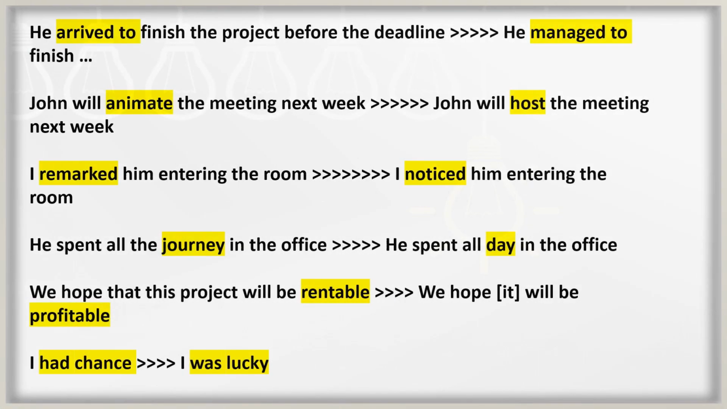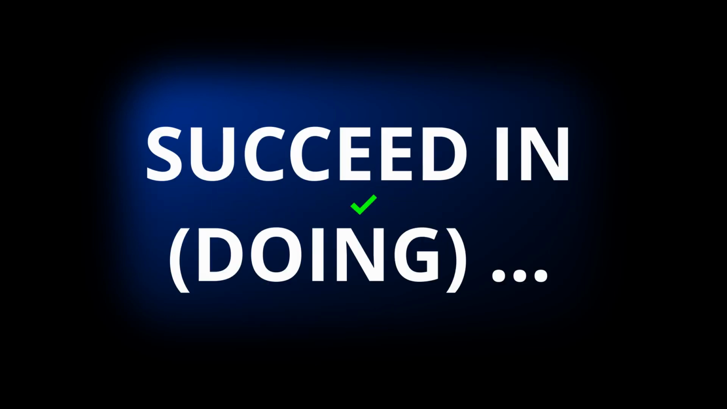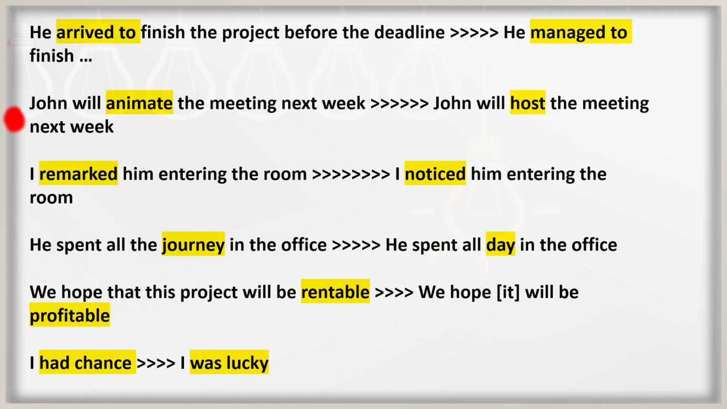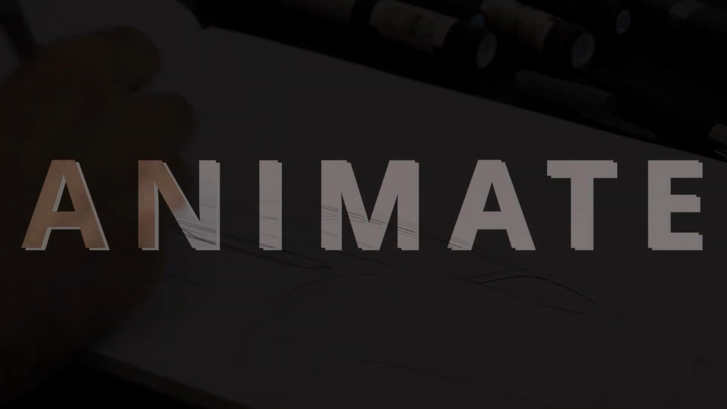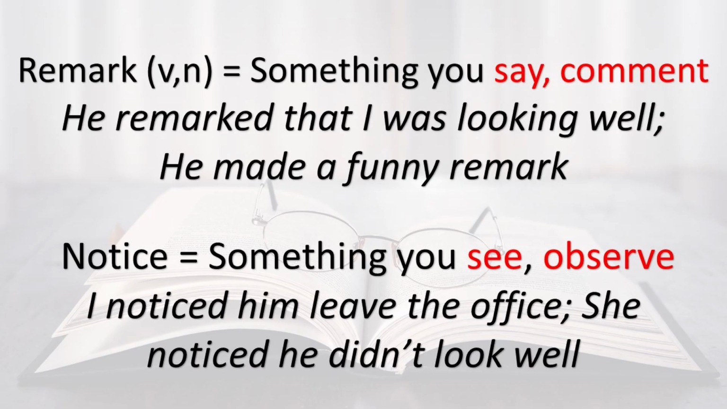Okay, the next ones here I think are more straightforward. Firstly, you have to arrive to do something. Arrive in English would be to arrive at a place, which is not the meaning here. In this case, you mean to manage to do something or to be successful in doing something like that, not arrive to. The second one, animate, would be to host a meeting. Animate in English is to draw like a cartoon, like Tom and Jerry or The Simpsons or Family Guy, something like that. Remark and notice are very different.